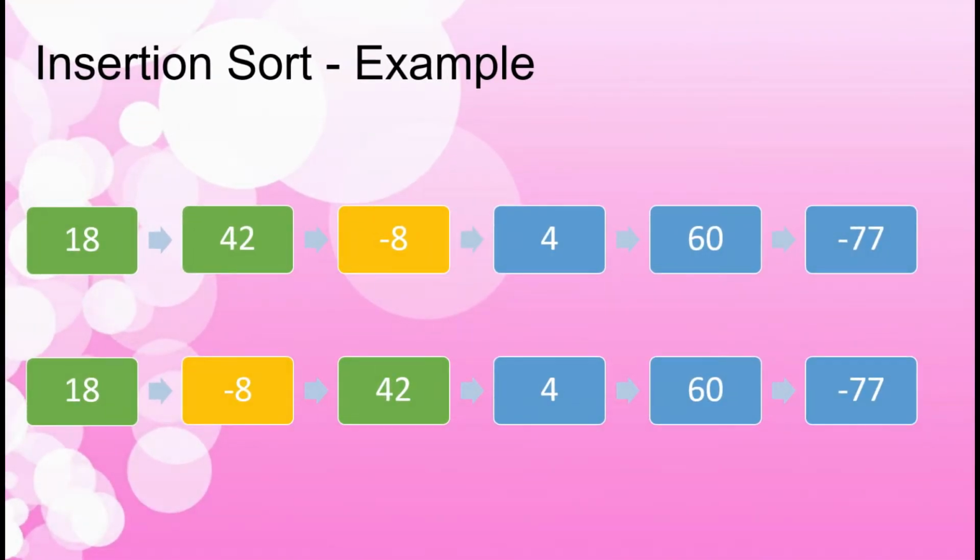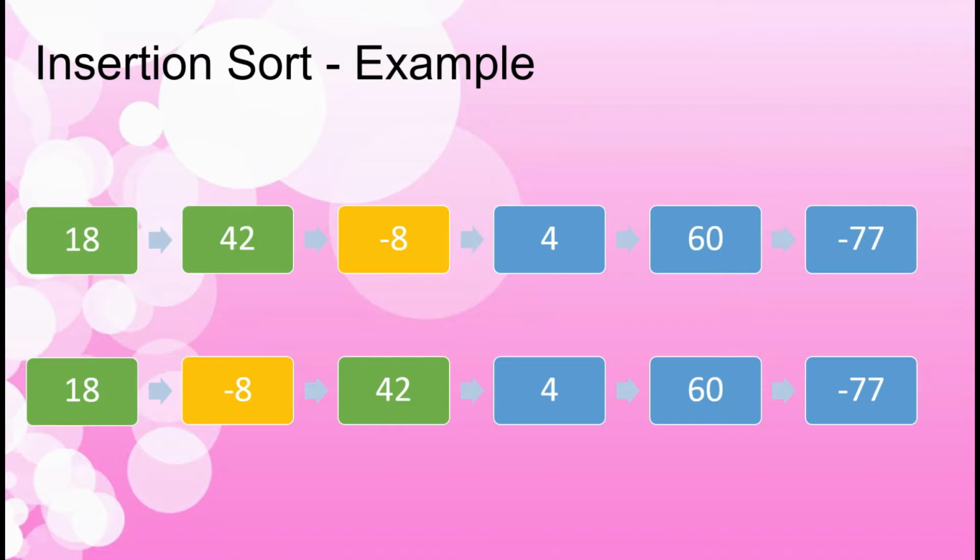Then we compare the first two, the 42 and the 18. We see that the 42 is at its correct position because it is larger than 18. So the sorted partition becomes the first two elements, 18 and 42.